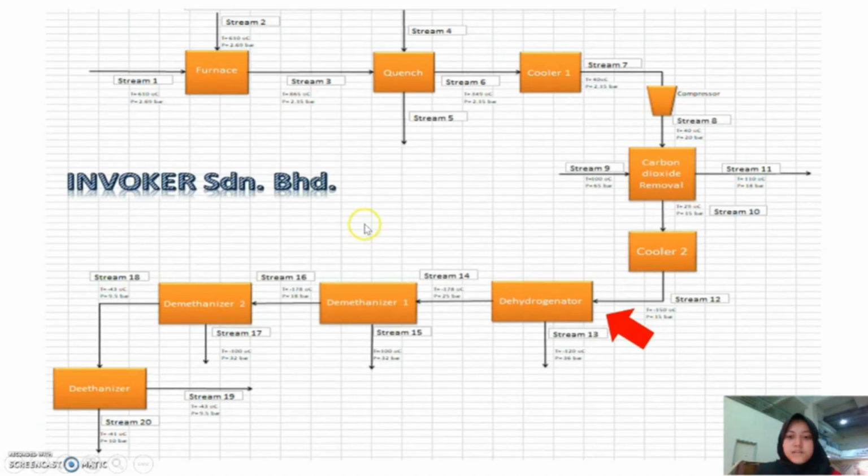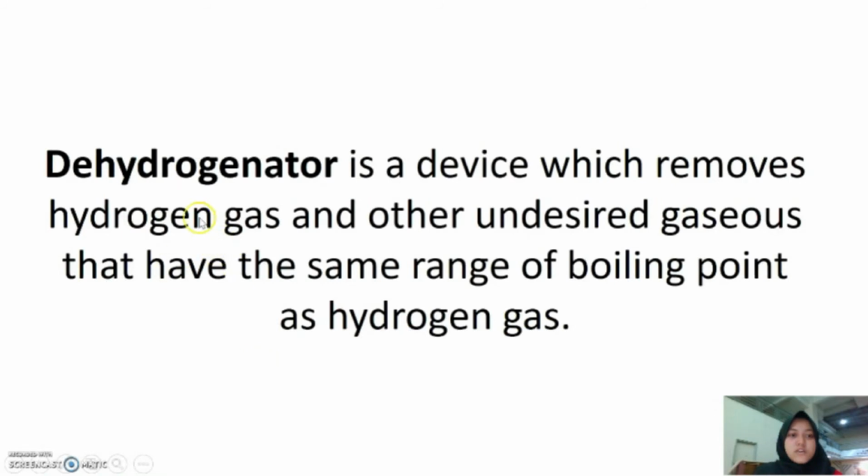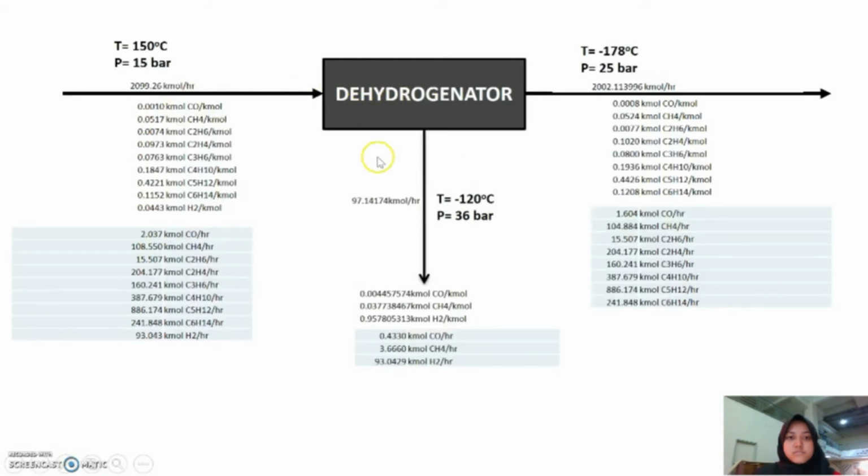So I will explain about the dehydrogenator. The dehydrogenator is a device which we use to remove the hydrogen gas and the other undesired gases that have the same range of boiling point as hydrogen gas. In the inlet stream we have a temperature of 150 degrees Celsius and the pressure is 15 bar, and we have this composition.